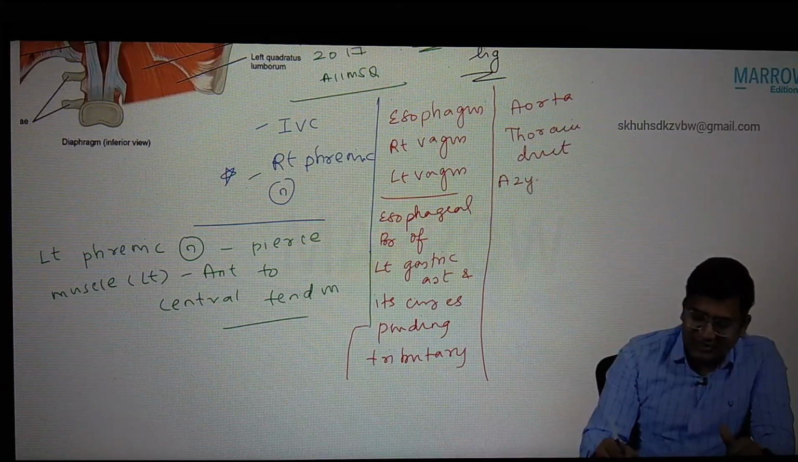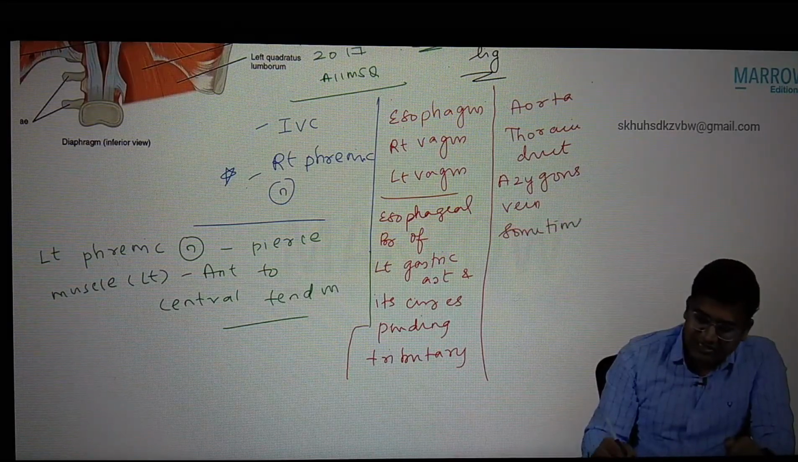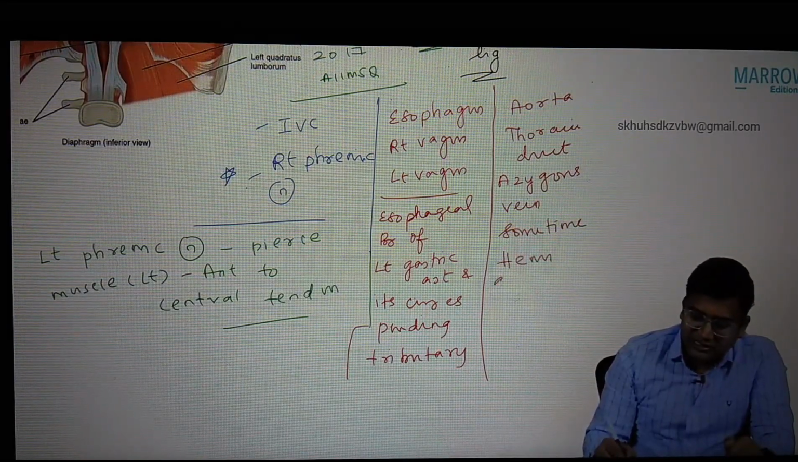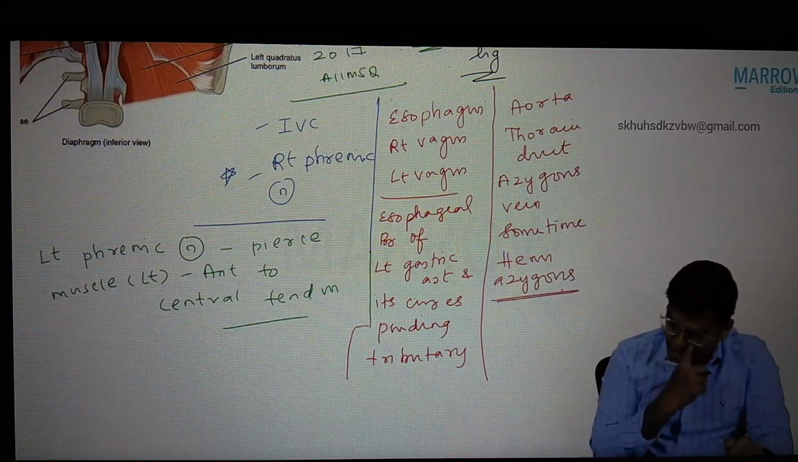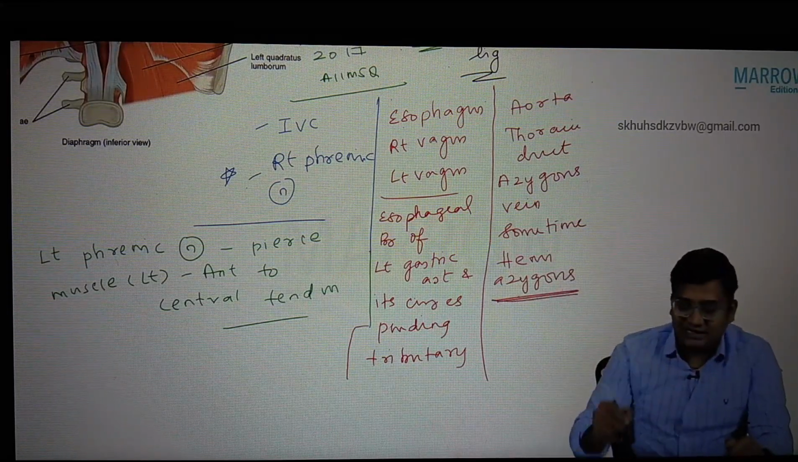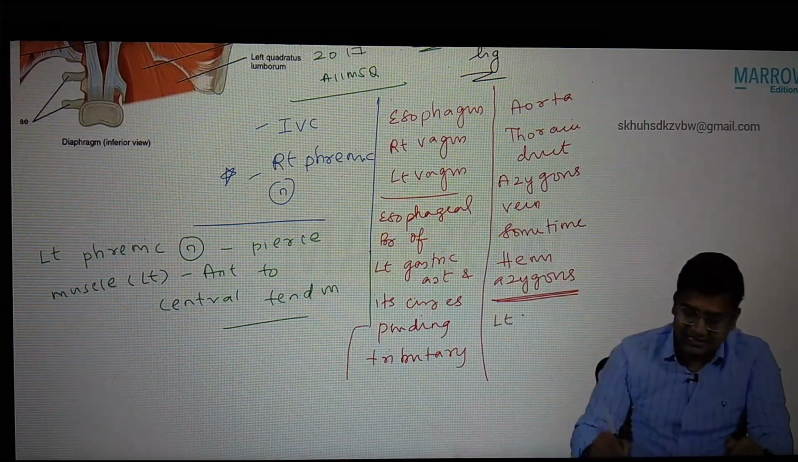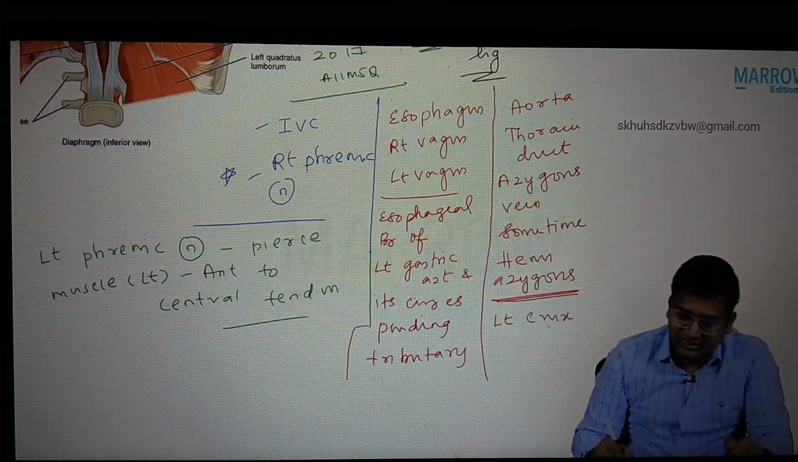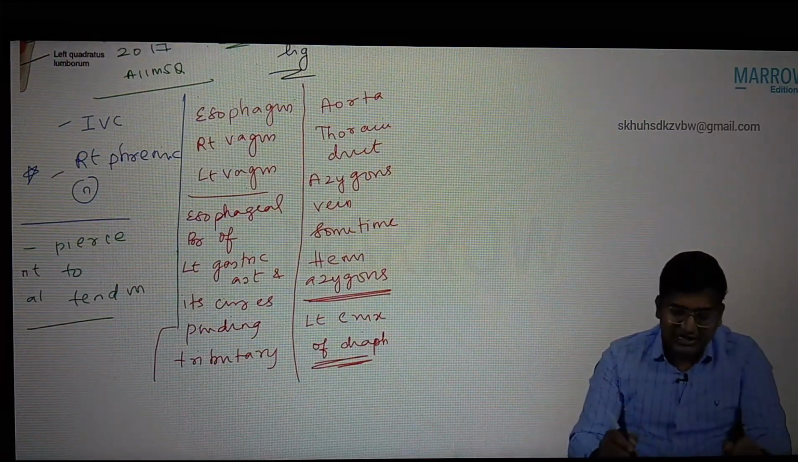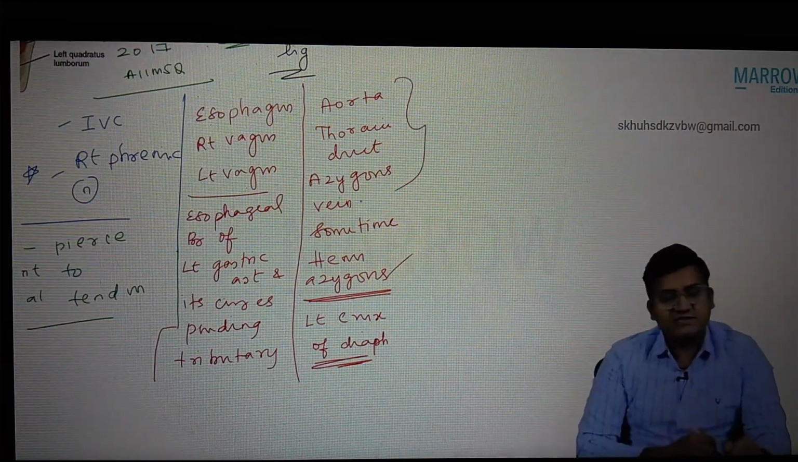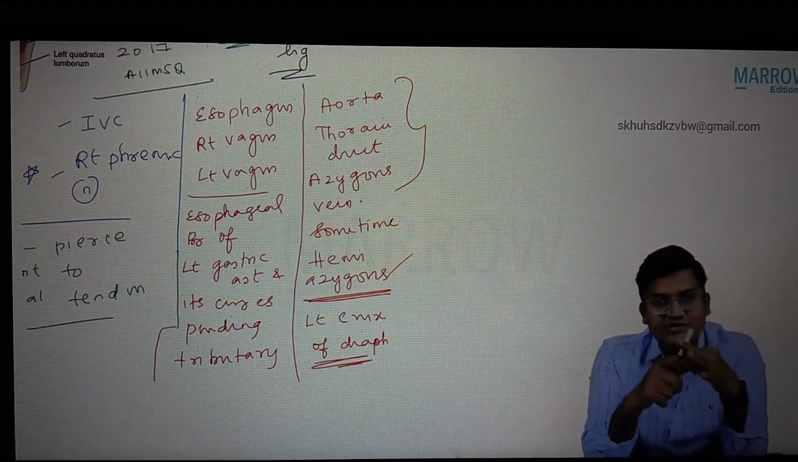and then the azygos vein, sometimes the hemiazygos vein. See, the hemiazygos vein usually enters the thoracic cavity by piercing the left crus. So, the hemiazygos vein usually enters by piercing the left crus of the diaphragm. Okay. Sometimes the hemiazygos vein passes along the aortic orifice. Okay. So, the aortic orifice transmits the aorta, thoracic duct and azygos vein.